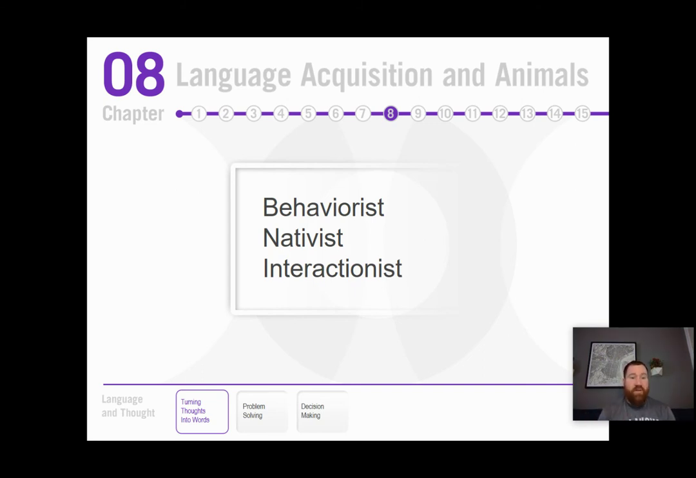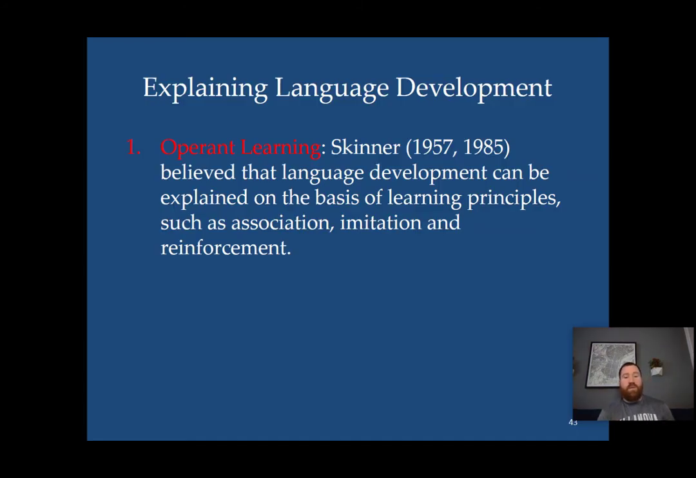We'll talk about nativist language acquisition, which is what Chomsky favors. And then we'll kind of talk about the blend of the two. So first up, Skinner believed that language development was almost all based off of learning principles.